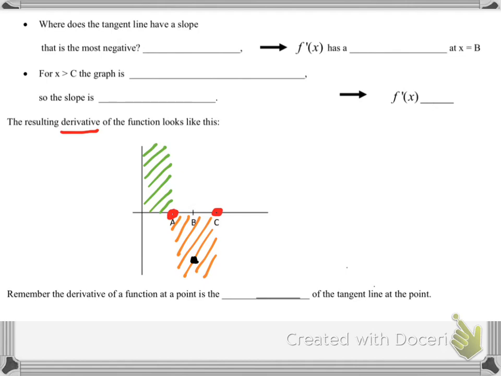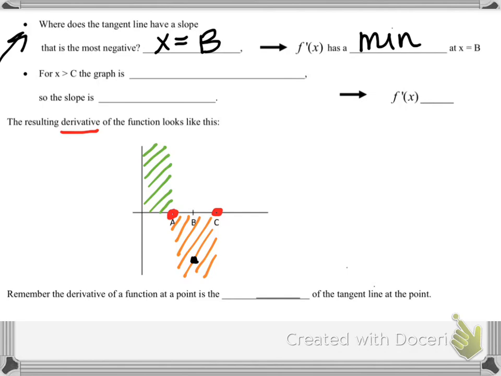So let's go fill in our bullet here. Where does the tangent line have a slope that is most negative? That would be at x equals b. So therefore, we're going to have the most negative y value plotted, which tells us that our derivative is going to have a minimum at x equals b.